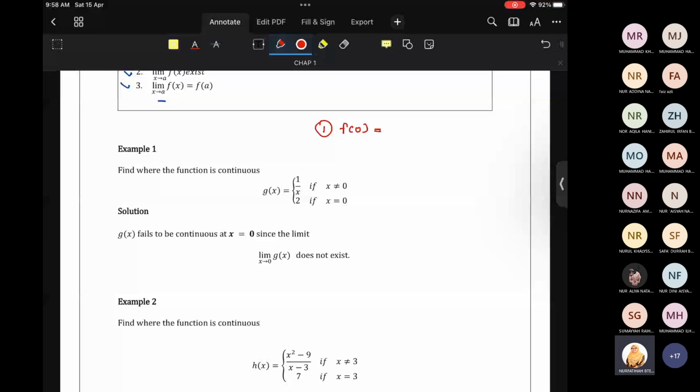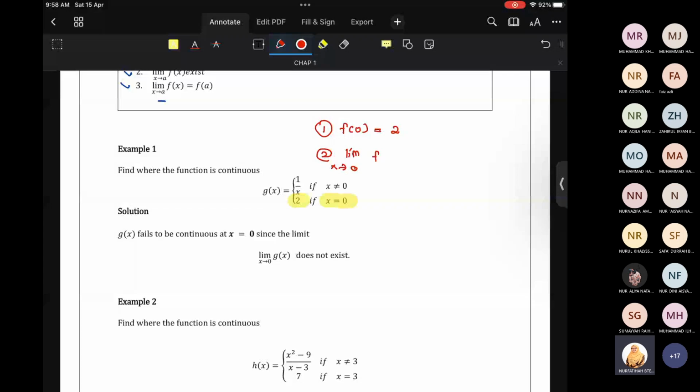Macam mana kita tahu f(0) equal to 2? Okay, this one. Bila x sama dengan 0, our f(x) sama dengan 2. Dia guna g(x), tak apalah saya guna f(x). Sorry for that. So f(0) is equal to 2. Okay, so this is the first step. Second step, we are going to check the limit when x approaches 0 for our function f(x).